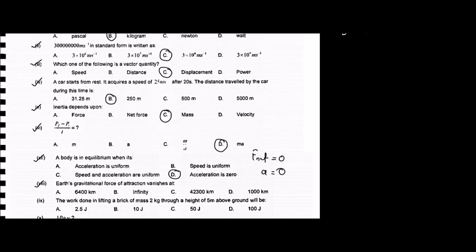Question number 8. Earth's gravitational force of attraction vanishes at: A, 6,400 km, B, infinity, C, 42,300 km, D, 1,000 km. Earth's gravitational force of attraction decreases when objects move away from the earth, and when you move to a distance up to infinity, it becomes zero or vanishes. That's why option B is the right answer.